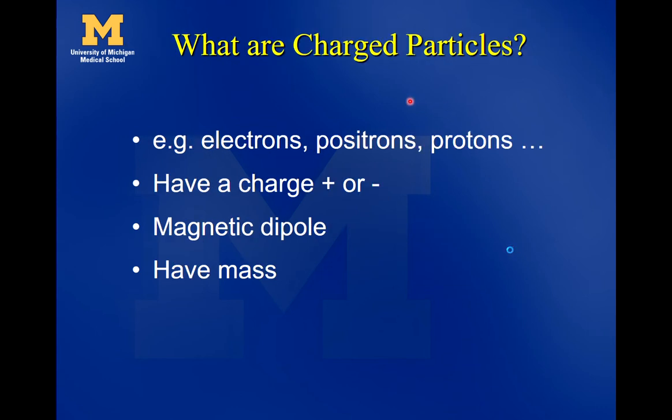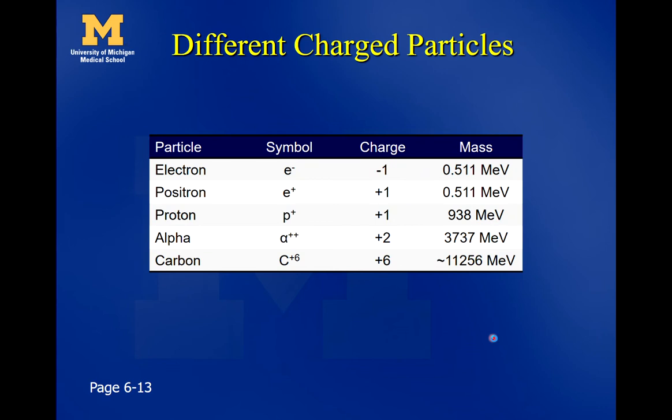Okay, charged particles. These are things like electrons, positrons, protons. They have a charge. It's positive or negative. They have a magnetic dipole, which doesn't come into play too much for what we're going to be talking about. And they have a mass. So the two most important things for us are they have a mass and they have a plus or negative charge to them. Here are some different charged particles that we use in medical physics.